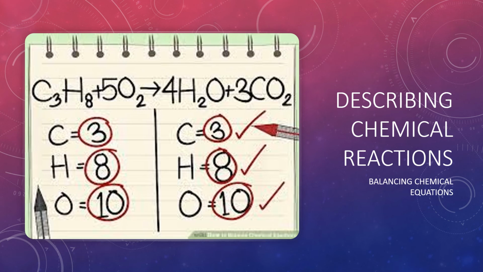To begin, write the correct chemical formulas for both the reactants and the products, and then you're going to be counting the number of atoms of each element on each side of the equation. You are going to use coefficients, which are the numbers placed in front of a chemical formula in an equation, and then you're going to check that the equation is balanced.